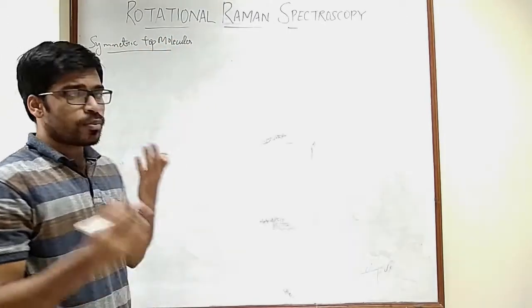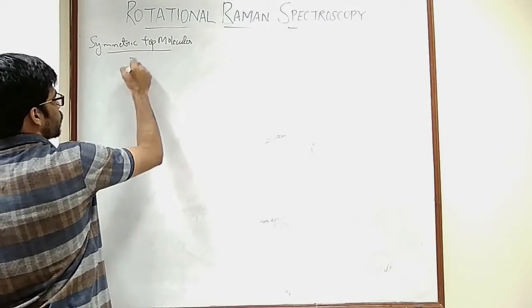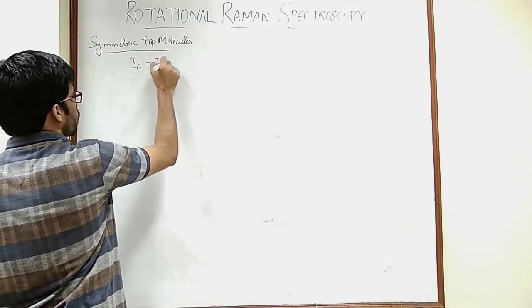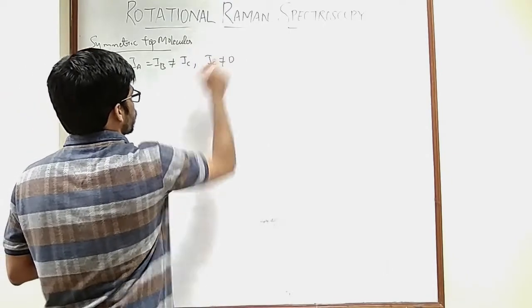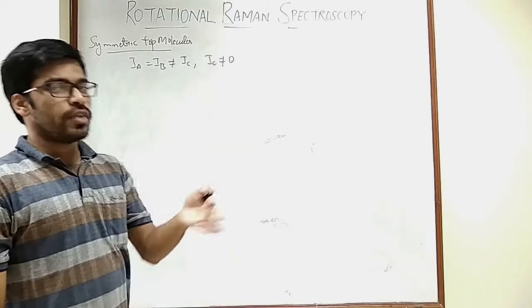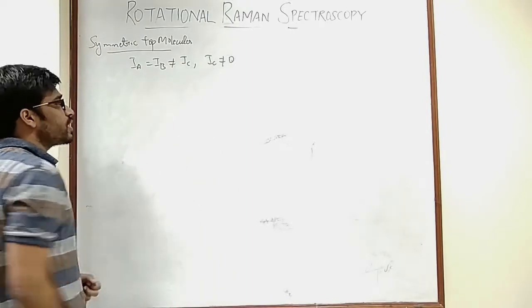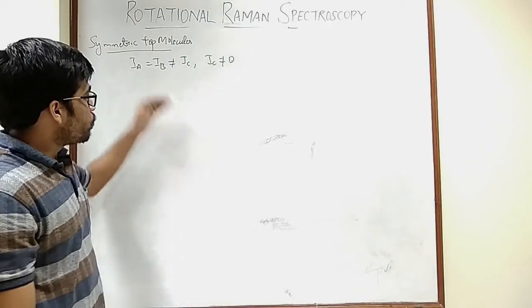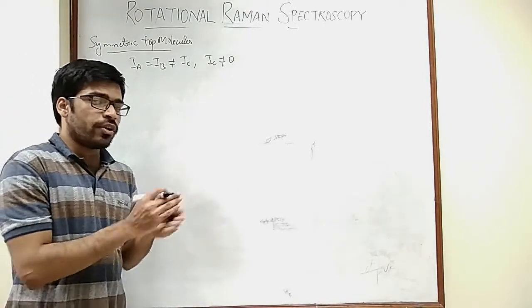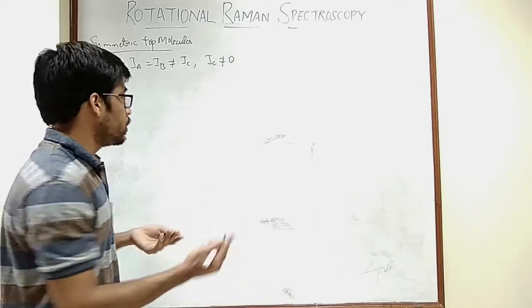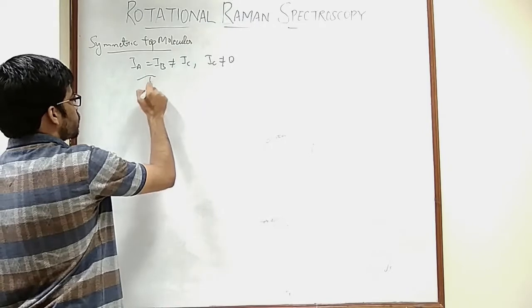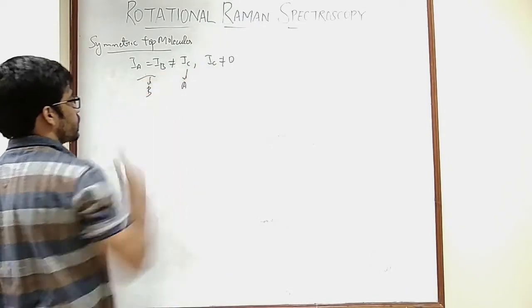Now, if you remember, the symmetric top molecules have moments of inertia like Ia equals Ib not equal to Ic, where Ic is not equal to 0, whereas this was equal to 0 for linear molecules. But in this case, it's not equal to 0. That would mean you will have two different moments of inertia, and for two different moments of inertia, you will get two different rotational constants.